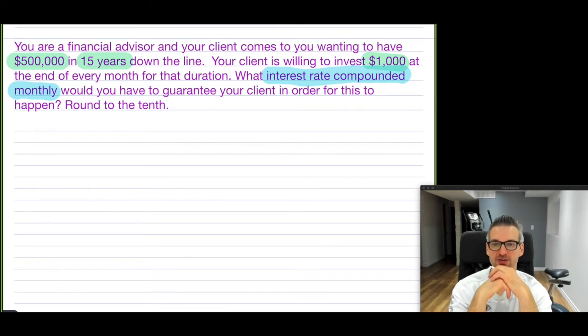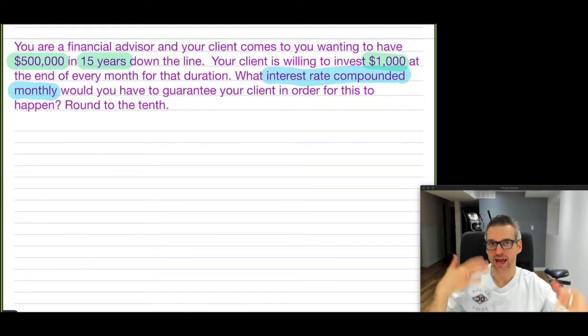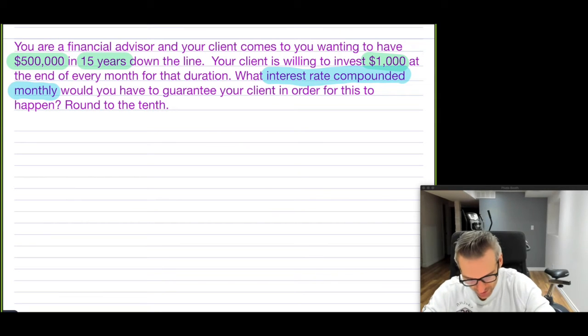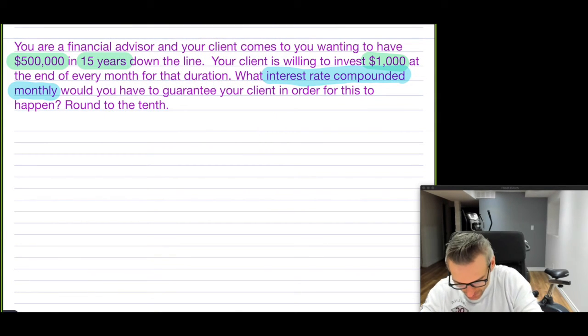But in this case, let's see what interest rate would be needed. And then you can gauge what investments, do they have to go very risky investments or not so risky? And then you would have to talk to your client about that. So I'm going to write down all our givens here. So what do we have?